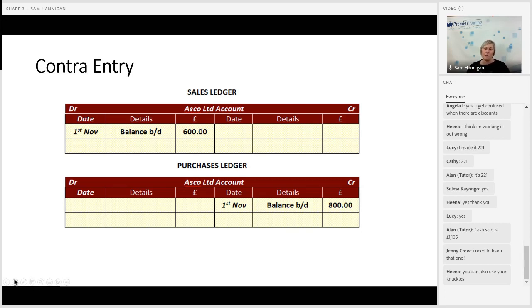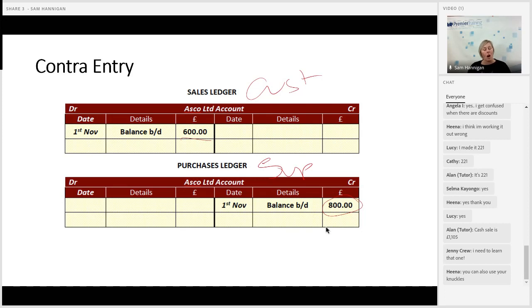But if you think about it, if I'd had to send a check out and then wait for a check, it takes a lot of time. So by contra-ing, it means that we're just balancing off the accounts based on what's owed. Okay. So Ashco Limited is a customer and a supplier.